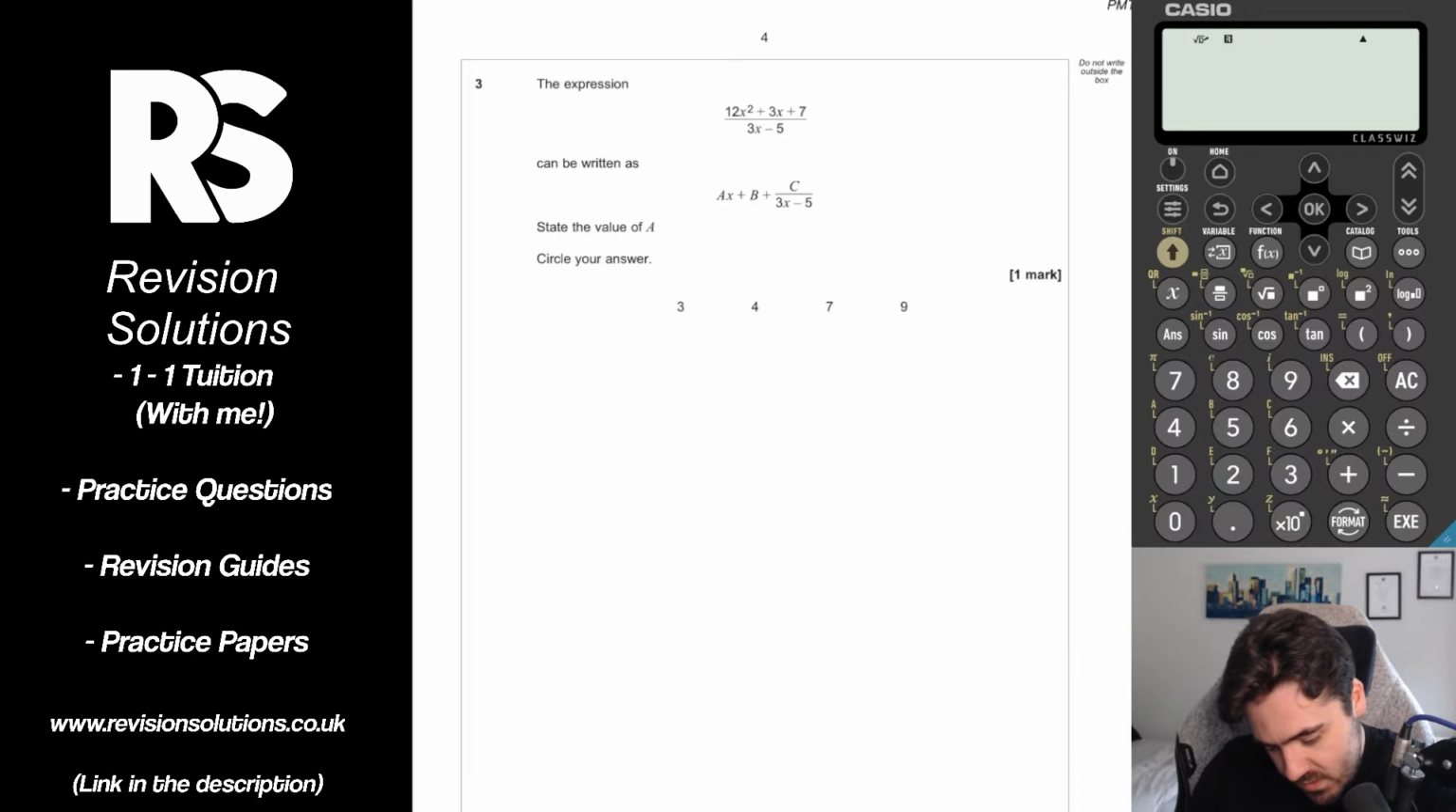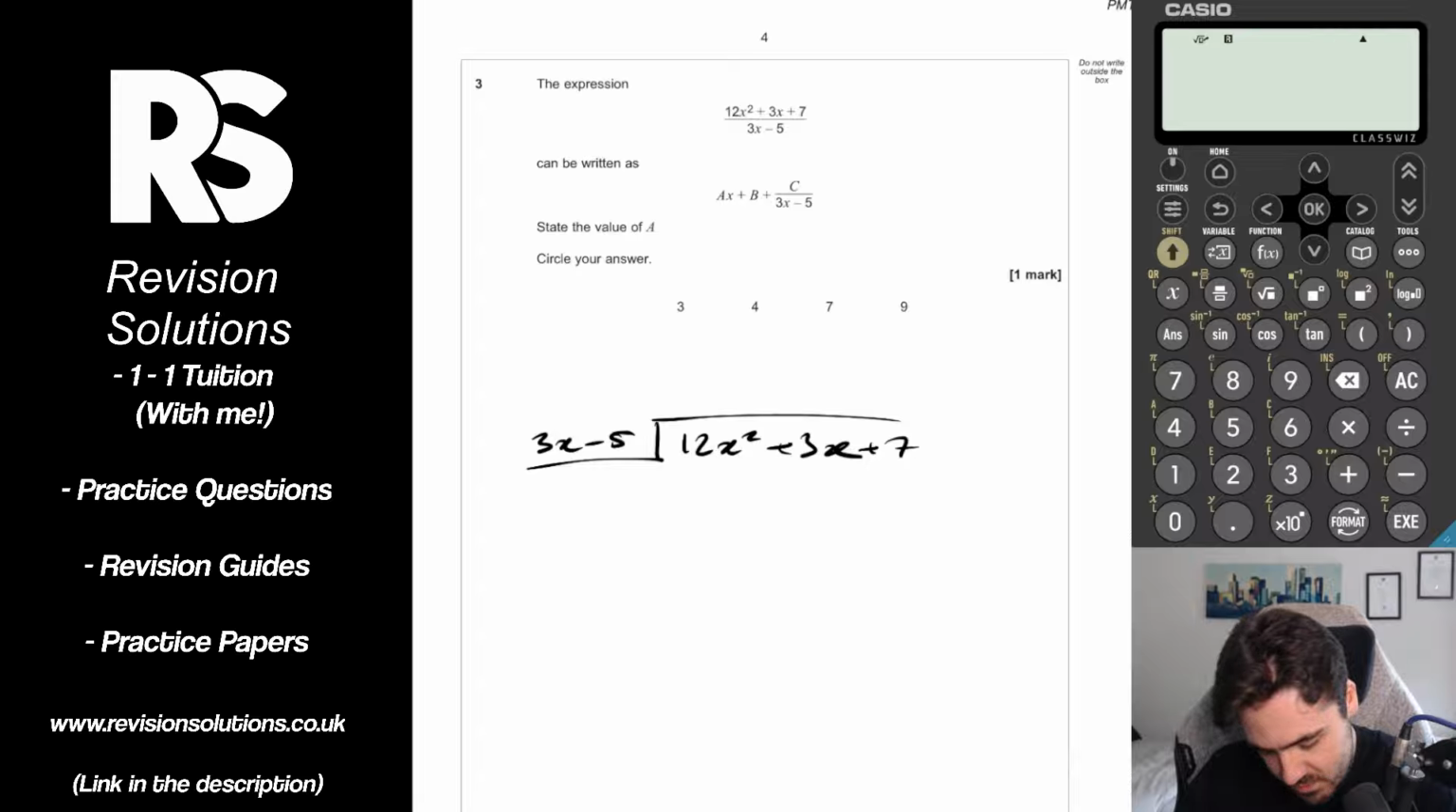For question 3, we're given this expression. It says we can write it in this form. Can we find the value of a? Well, our expression is a quadratic over a linear, so we could long divide to change the form. So let's do that. So 3x minus 5 going into 12x squared plus 3x plus 7. So it would be 12x squared divided by 3x. That would give us a plus 4x. And actually, we can see that's going to be the answer from them immediately. We could work out b and c, but we don't need to. So the answer is just going to be this 4 here.